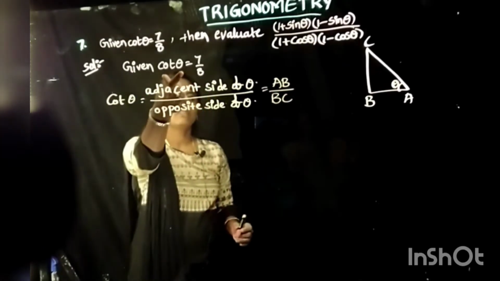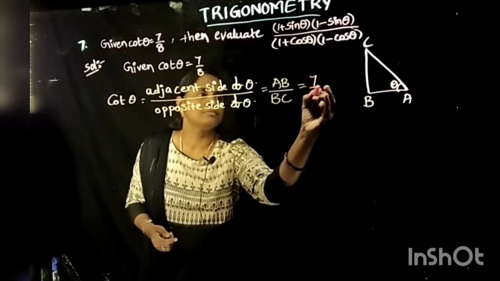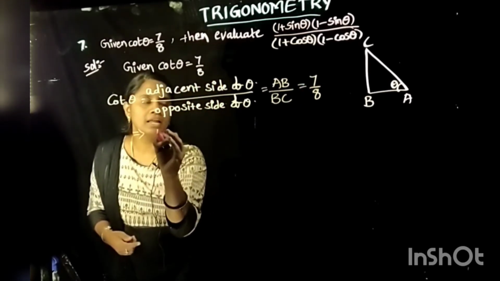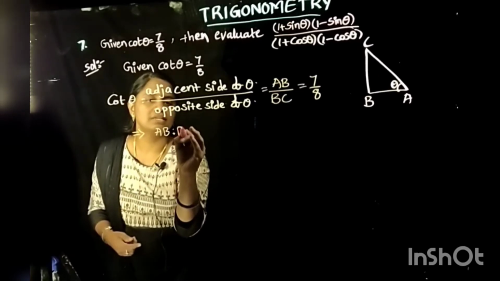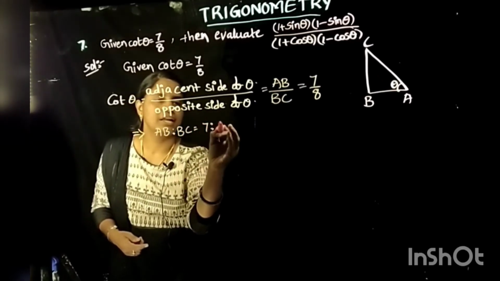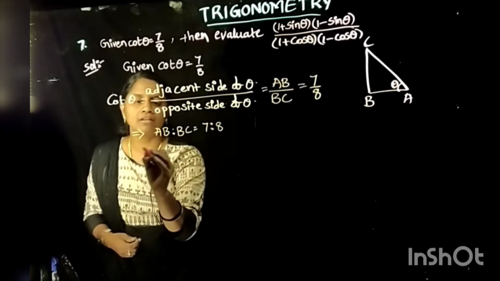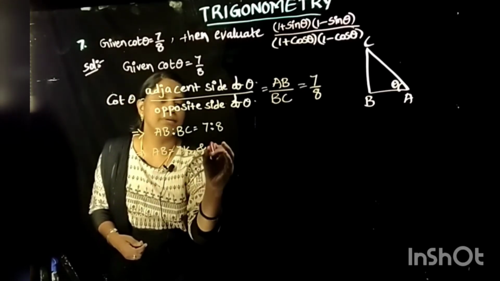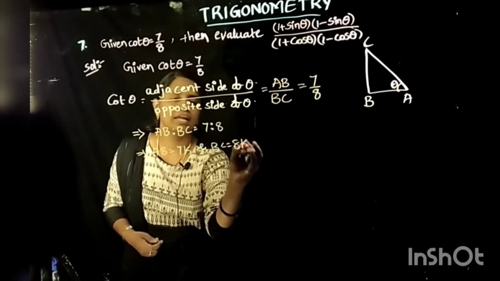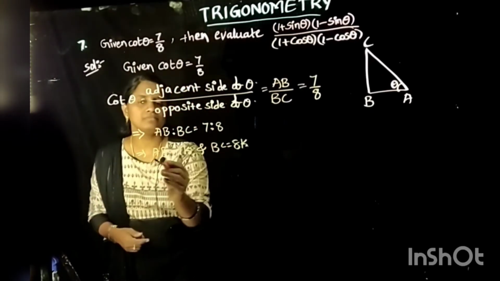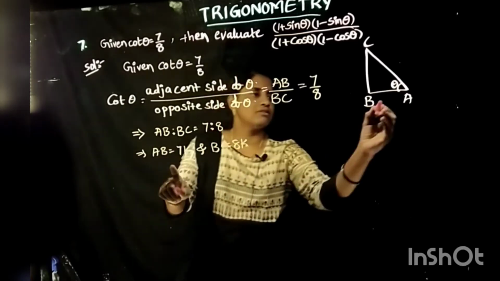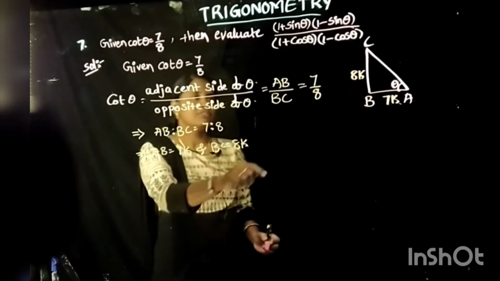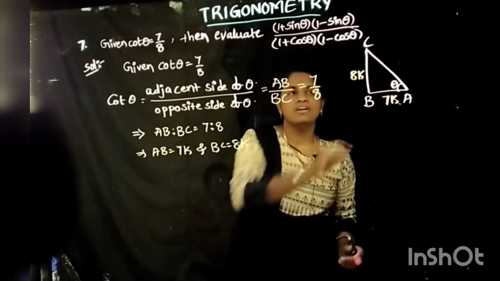Here cot theta is equal to 7 by 8. So I take AB by BC is equal to 7 by 8. From this equation we get AB is equal to 7K and BC is equal to 8K, where K is a constant. Here AB is equal to 7K, BC is equal to 8K. We are finding the other side, AC.